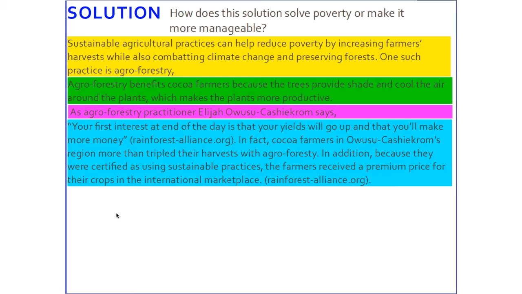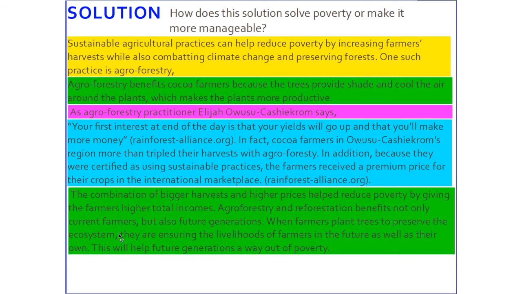In addition, because they were certified as using sustainable practices, the farmers received a premium price for their crops in the international marketplace. There you go. There's more evidence that's showing that they're finding a way out of poverty with this solution. So now in my explanation, I really need to explain that and explain how this is solving it. So the combination of bigger harvests and higher prices, right? Bigger harvests are more crops, and higher prices help reduce poverty by giving the farmers higher total incomes. So they have bigger incomes. That helps combat poverty, right? That makes it more manageable.